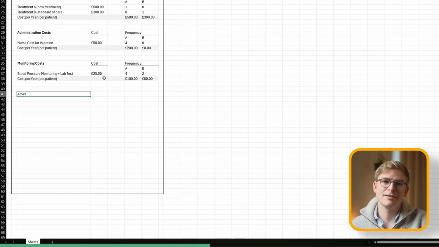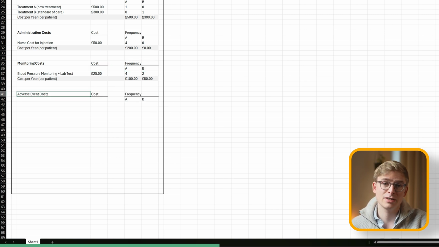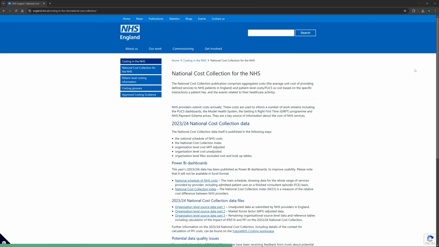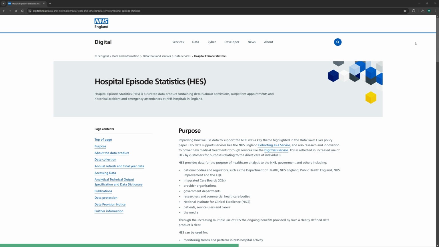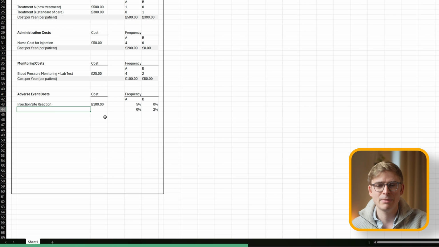Moving on to the treatment-related adverse event costs, we know that 5% of patients on treatment A experience an injection site reaction. If you're serious about getting an accurate estimate for these types of costs, you could look at NHS England reference costs or RWE datasets like CPRD or HES. But to be honest, I can't really be bothered to look into this right now, so I'm just going to assume a cost of £100.